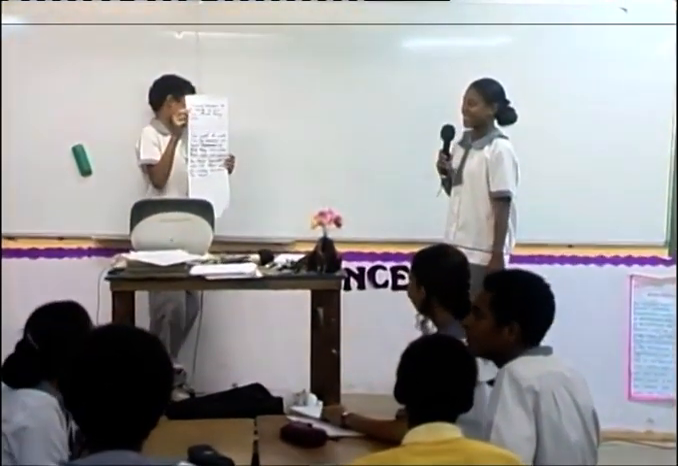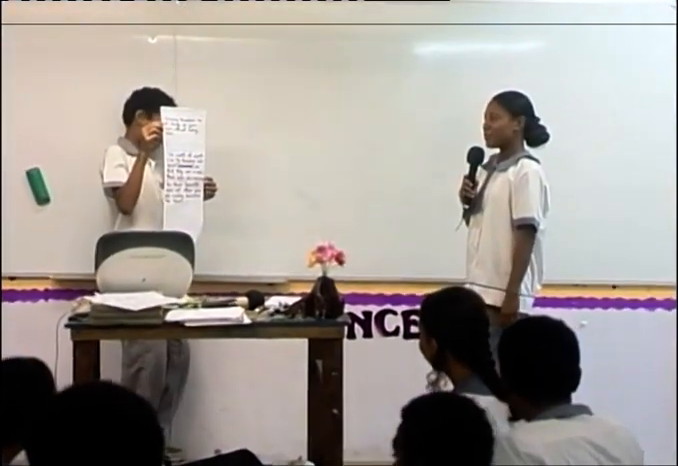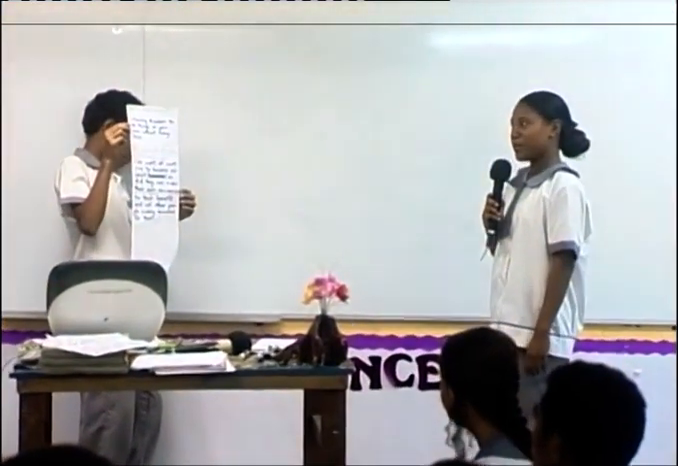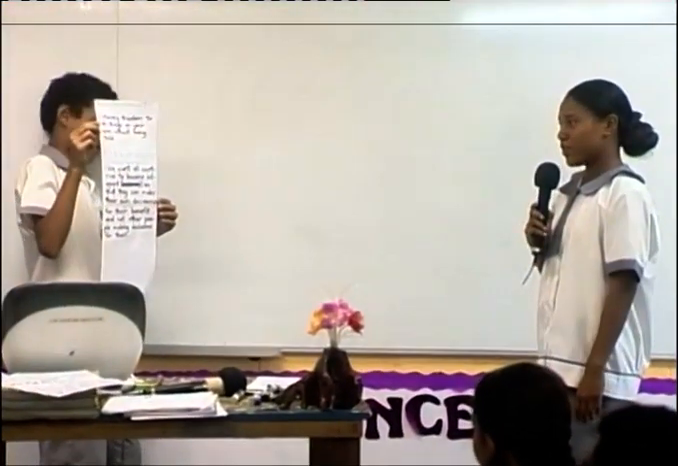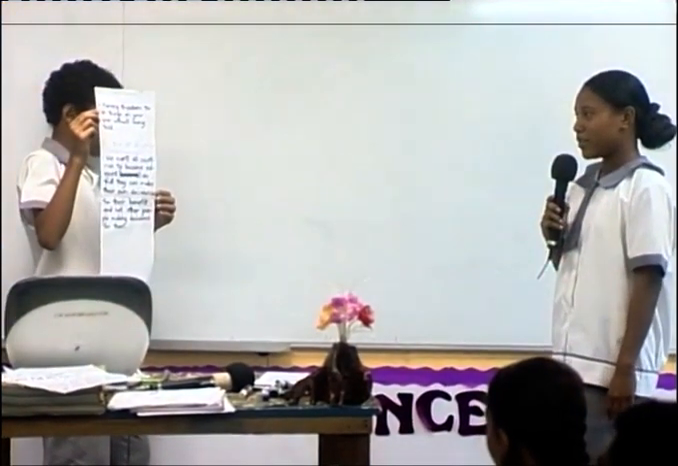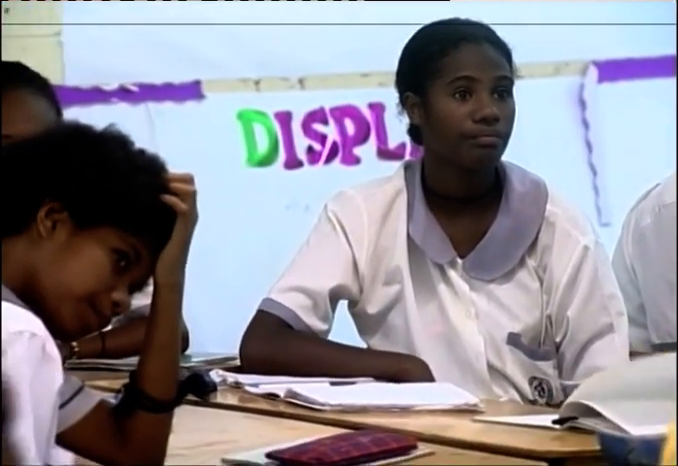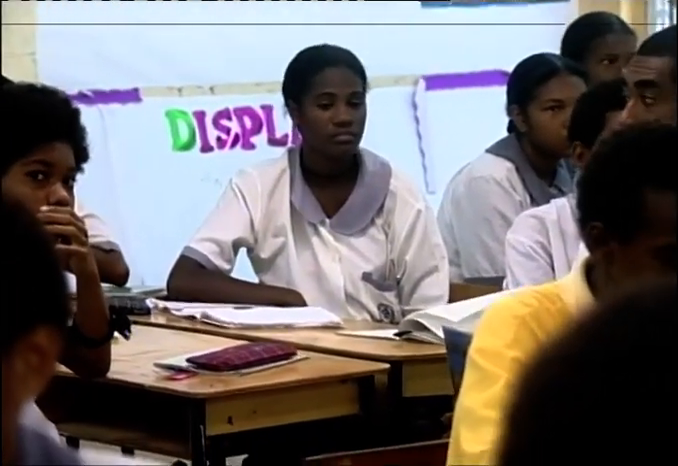What is independence? Independence is having freedom to do things on your own without being told. Why do we want all countries to become independent? We want all countries to become independent so that they can make their own decisions for their benefit and not other people making decisions for them. Okay, good.